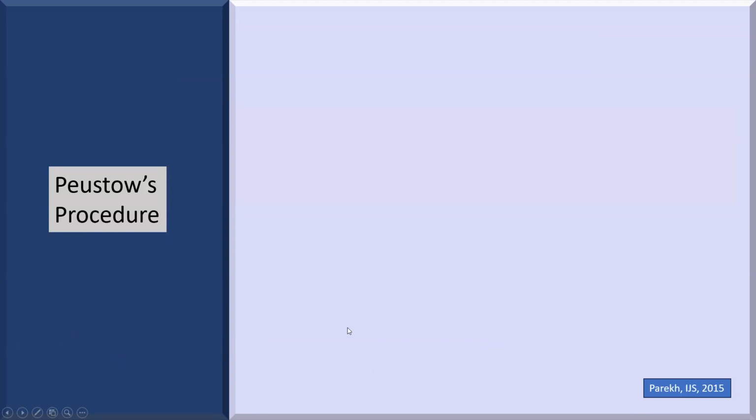Puestow procedure. All right, Praveen, tell me what are the major steps in a Puestow? Sir, we're supposed to talk about the technique. That's why I'm talking about this. Yes, sir. We'll be giving an opening along the anterior surface of the pancreas. How do you reach the anterior surface of the pancreas?